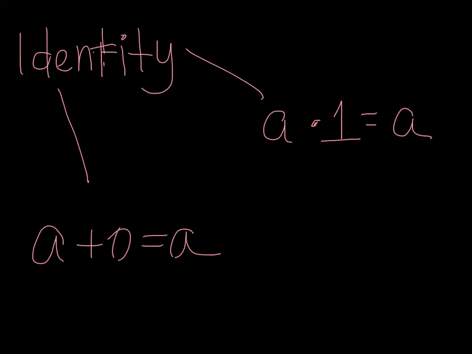So we like to call 0 the additive identity. And we like to call 1 the multiplicative identity. Yes, his name is 0, but he's also known as the additive identity. Yes, his name is 1, but he's also known as the multiplicative identity.